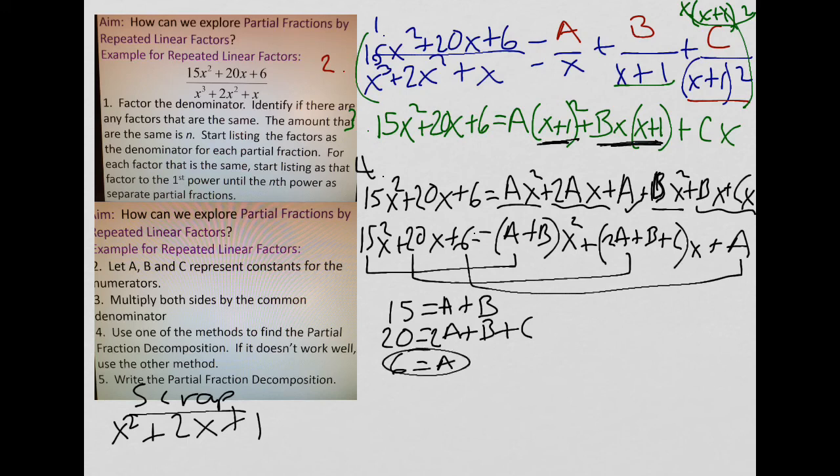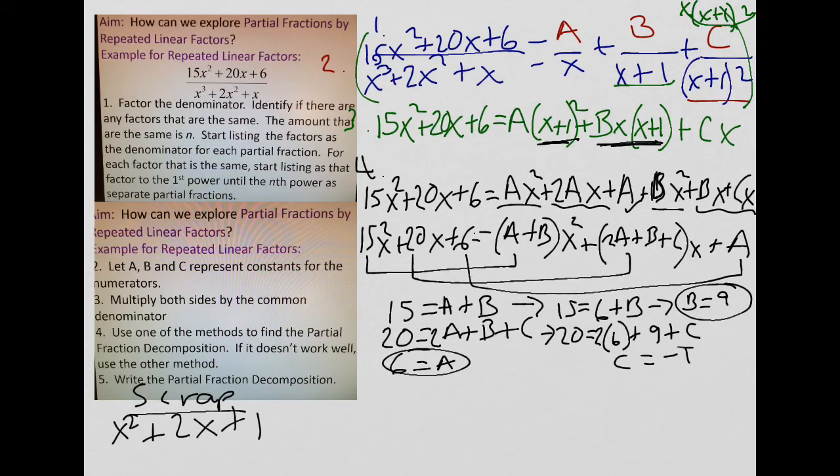So we already know what a is. And that means that we can solve for b. B would be 9. And if we know a and b, then we can solve for c. C is -1.